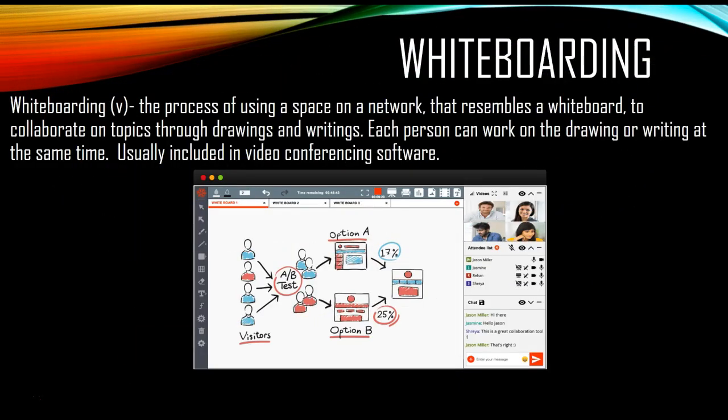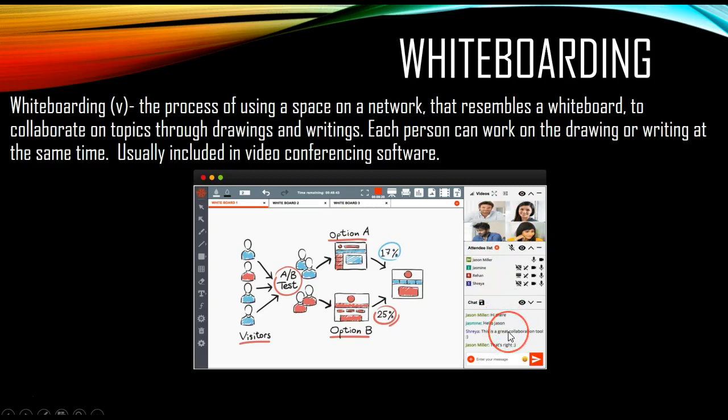Whiteboarding. Whiteboarding is the process of using a space on a network that resembles a whiteboard to collaborate on topics through drawings and writings. Each person can work on the drawing or writing at the same time, usually included in video conferencing software. So if you look at this picture right here, you can see there are 4 people connected on this video conference. Here are their names.